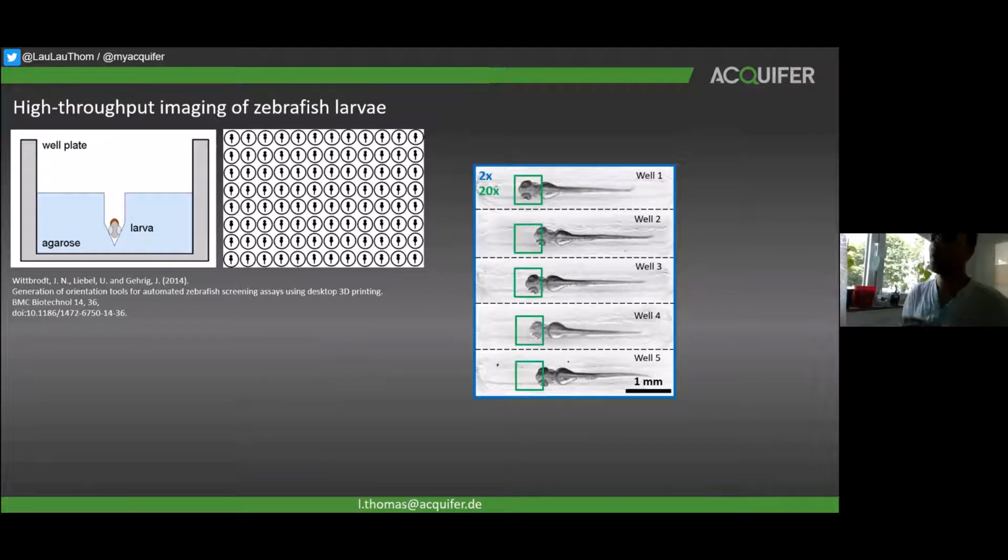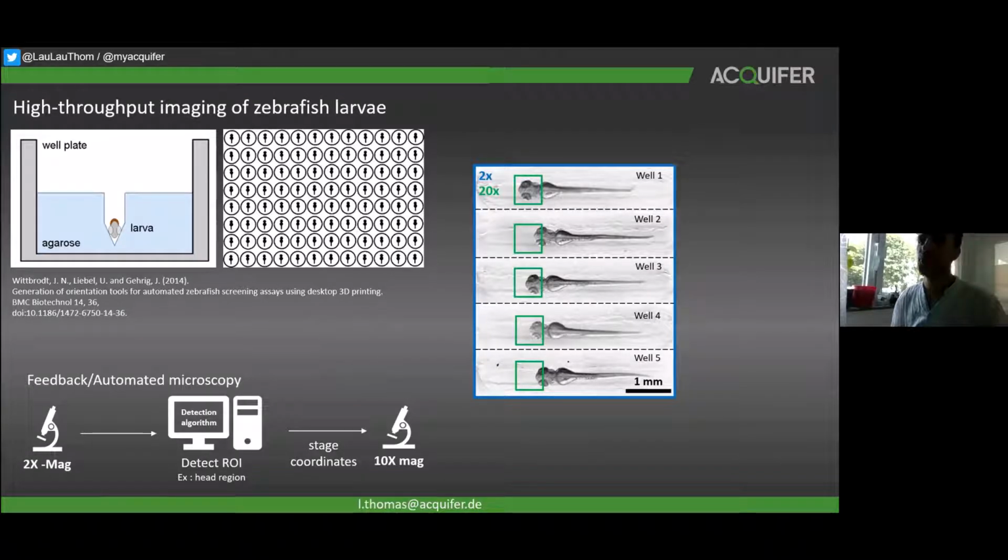But if we want to go for higher resolution, let's say I want to image the head region at higher magnification, the field of view is much reduced, and therefore, if we just use the same coordinates in every well, we don't manage to catch the organ of interest. So one solution to that is to use automated microscopy or feedback microscopy, which is basically starting with this low resolution imaging, and then having some detection algorithm to localize the region of interest and communicate back the position of this region to the microscope.